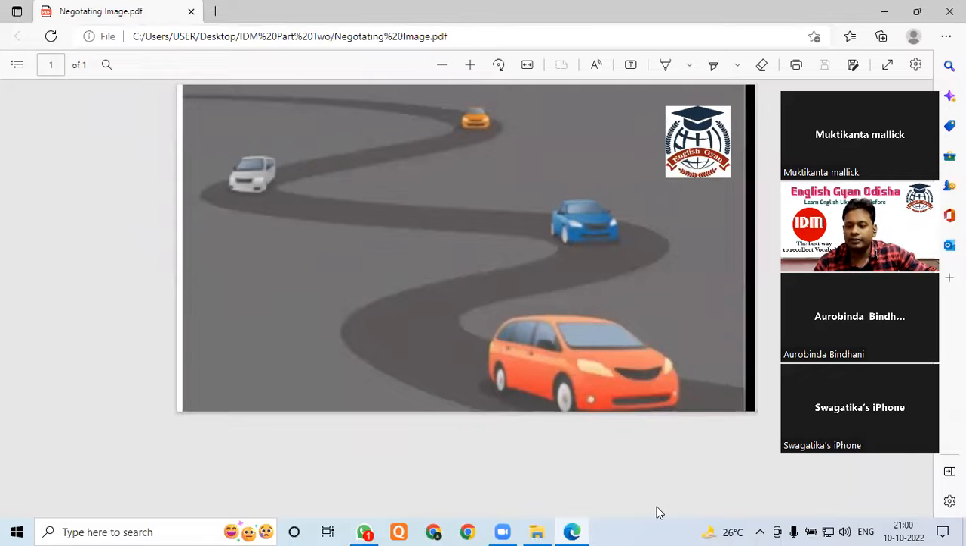Any other things? Lina ma'am? Please, sir, please pick it up. Sir, three cars are following one car. Okay, one is following another car, or three cars are following one car. Okay, fine. Great. What other things?